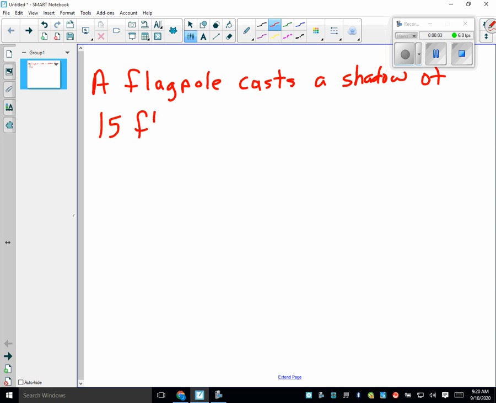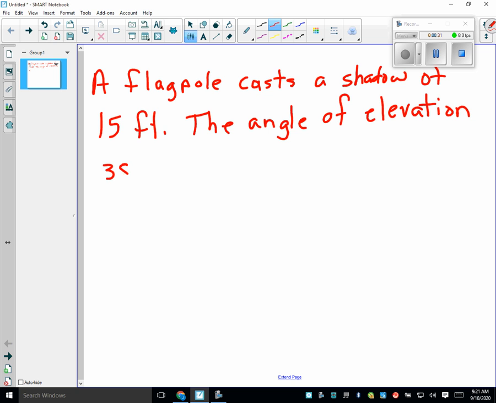15 feet. The angle of elevation of the sun. Did you do that in geometry? Angle of elevation? Yes. What does it mean then? It's like how far it goes up. How far it goes up? Good job. The angle of elevation of the sun is 38.6 degrees.